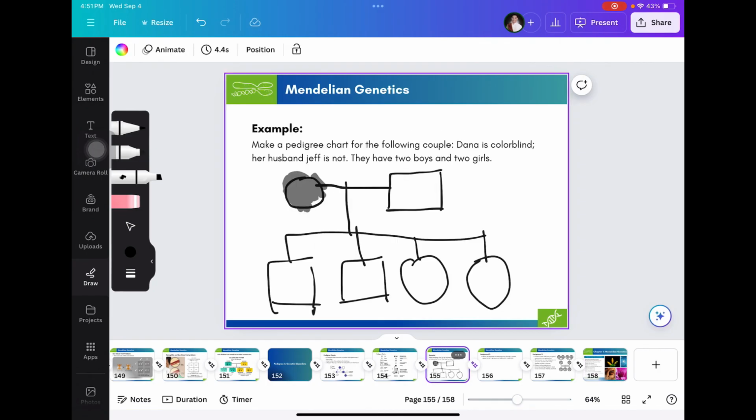Now the real question now is, how many of their offspring or children will inherit color blindness as well. So actually you can predict this using a Punnett square.